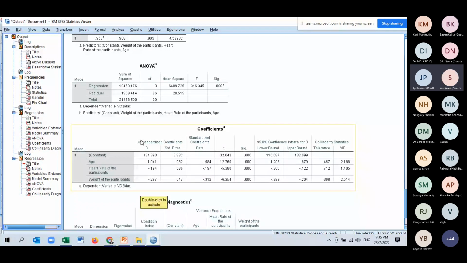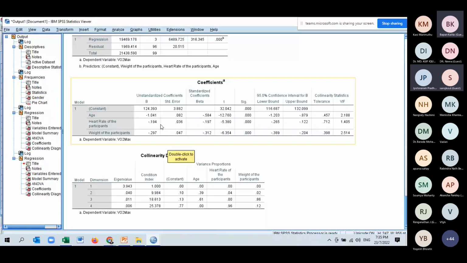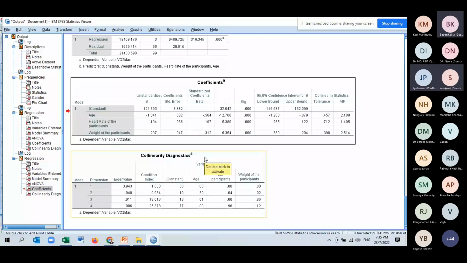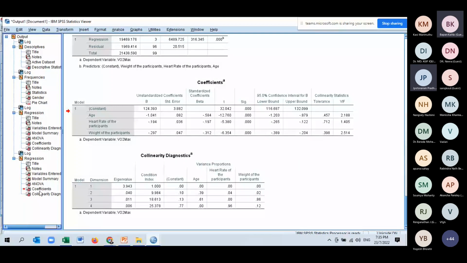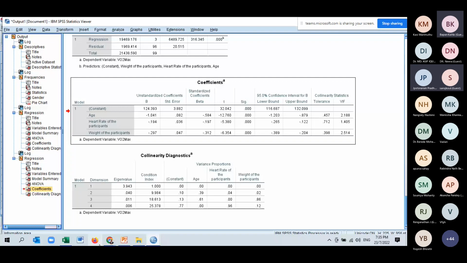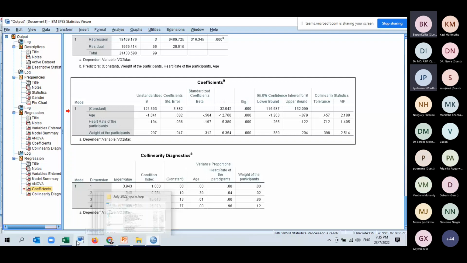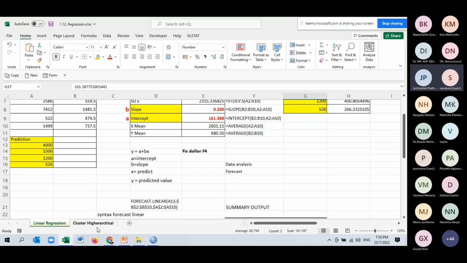Have you all got the answer? Yes, sir. So copy the coefficient table. Copy this. Open an Excel file, wherein you paste it.